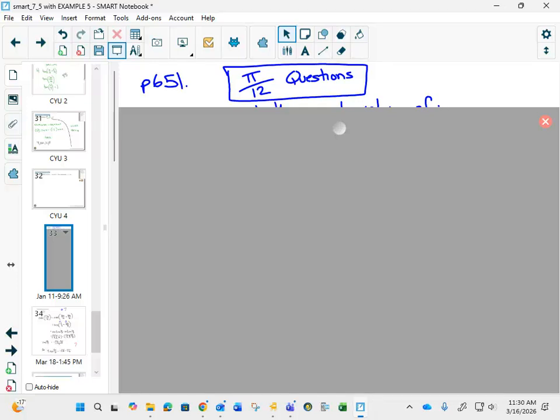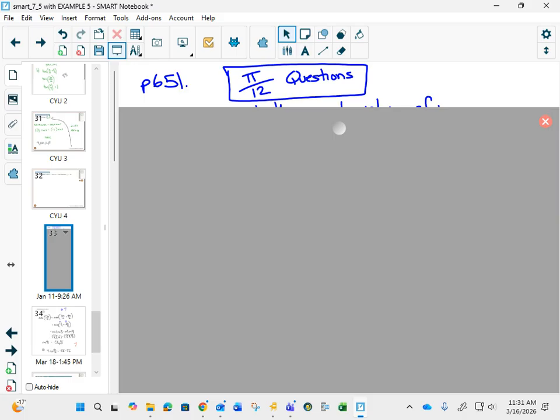Turn to page 651 because you have a blank page there. And we are going to do pi over 12 questions, which means on your unit circle, we can now add all the 15-degree pi over 12 families that are missing so that it was equally spaced out. And we can do these using our alpha and beta formula.